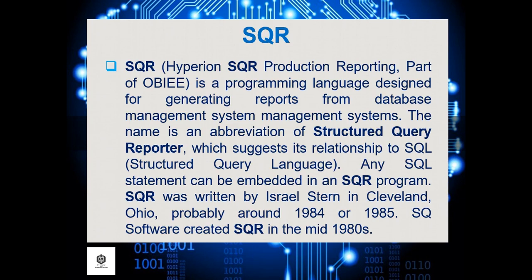SQR. SQR, or Hyperion SQR Production Reporting, part of OBIEE, is a programming language designed for generating reports from database management systems. The name is an abbreviation of Structured Query Reporter, which suggests its relationship to SQL, or Structured Query Language. An SQL statement can be embedded in an SQR program. SQR was written by Israel Stern in Cleveland, Ohio, probably around 1984 or 1985. SQ Software created SQR in the mid-1980s.